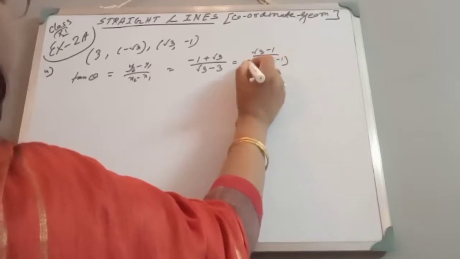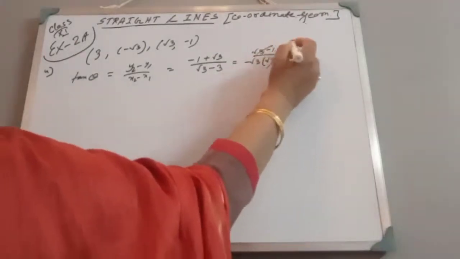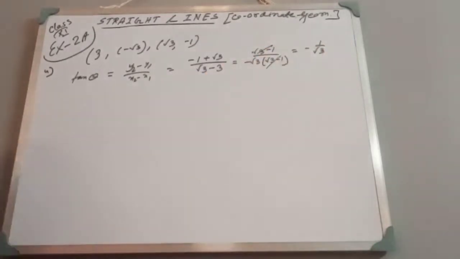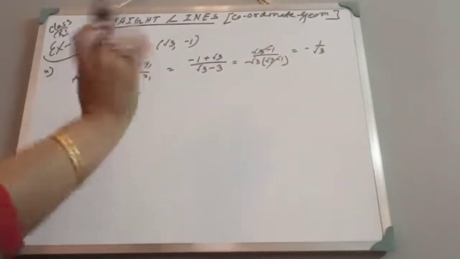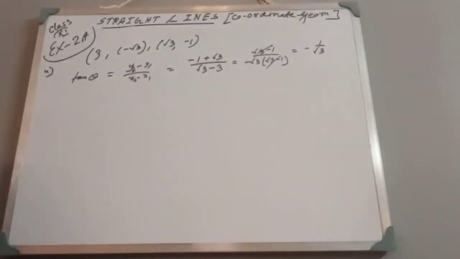No, it's coming, so make it minus here. Then it will be all right. Okay, so this root 3 minus 1 cancels. It is coming minus 1 by root 3. Options are given in degrees, okay, not in this way. So options are given in degrees and four options are there.